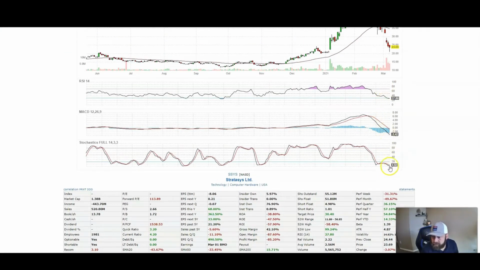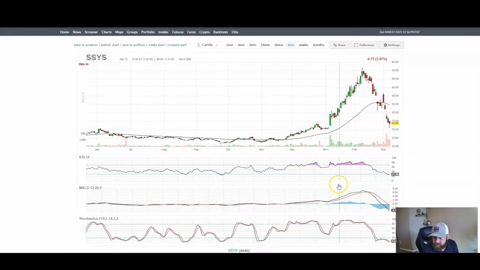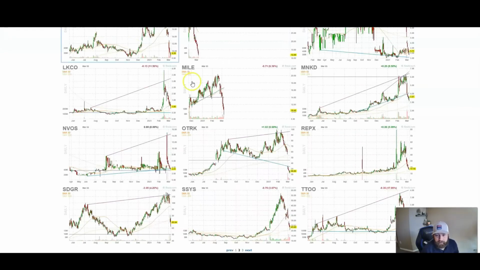I don't really see stochastics. They're starting to touch. RSI hasn't even started flattening out. Got a 51 million float, does 2.5 million shares a day. From 55 down to 23. This could be a hammer candlestick right here. I'm just not seeing much else other than that, so that's probably one I'll just leave alone.